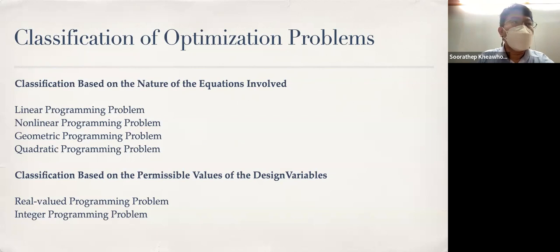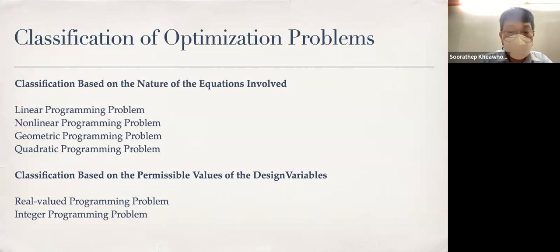Broadly, this classification can be linear and nonlinear. Anything involving a nonlinear function, of course, we treat as nonlinear. But nonlinear is a big group because nonlinear functions can be various types, right? So we can classify it based on quadratic or geometric, something like that. And what else?